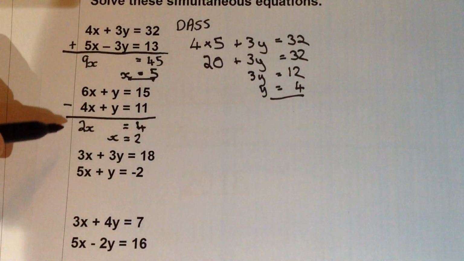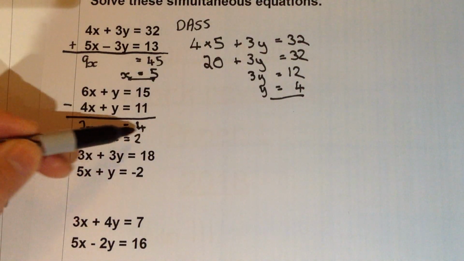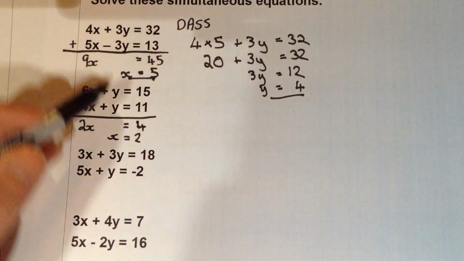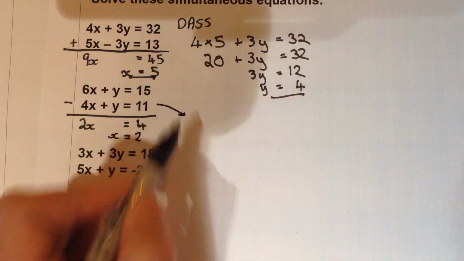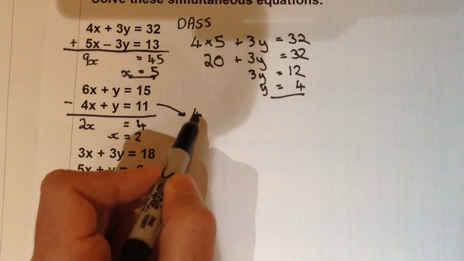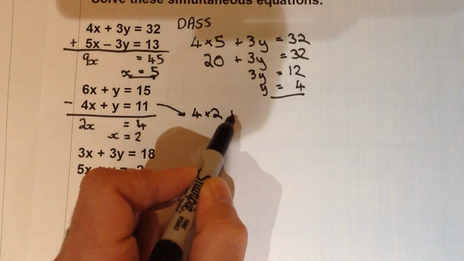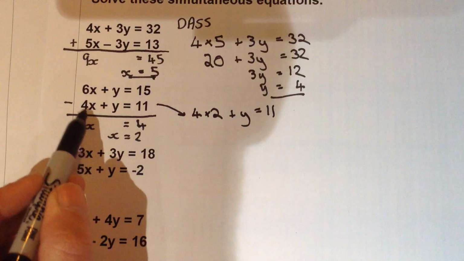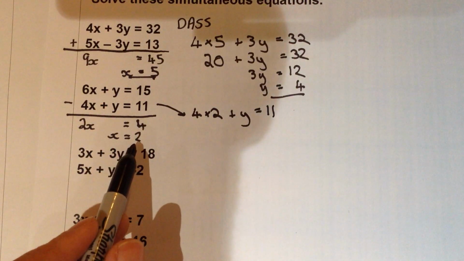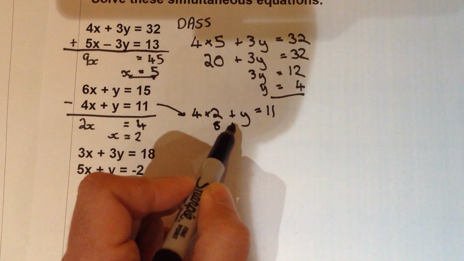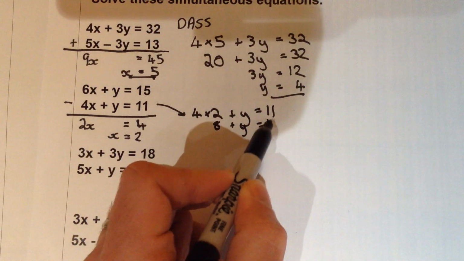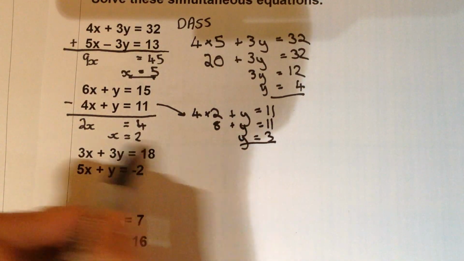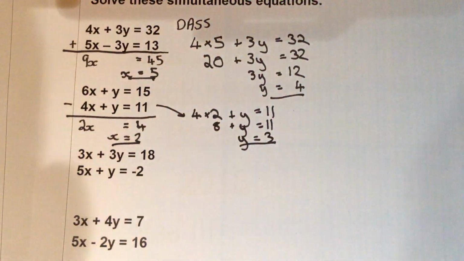To find the value of y, I now substitute this back into one of the equations. I tend to go for the one with the smallest numbers involved, so I'm going to use this one. So I get that 4 times 2 plus y equals 11, just replacing that letter x with 2. So 8 plus y equals 11, therefore y is 3. And I have the two parts of my solution.